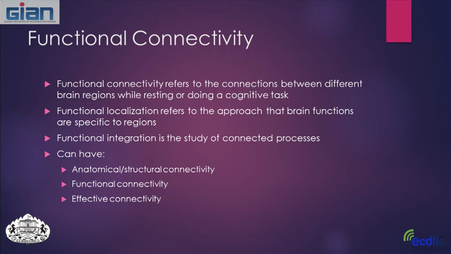Now, functional localization refers to the approach that brain functions are specific to certain regions. And as we've seen, this is true to an extent, right? Different regions of the brain are responsible for different functional processes. However, when we talk about functional localization, we also need to consider what's called functional integration, which is the study of connected processes. So as I mentioned before, areas of the brain don't work independently of each other. So areas of the different brain talk to each other through these neural connections and integrate information and work together to make a complete process or do functionality in a complex way.